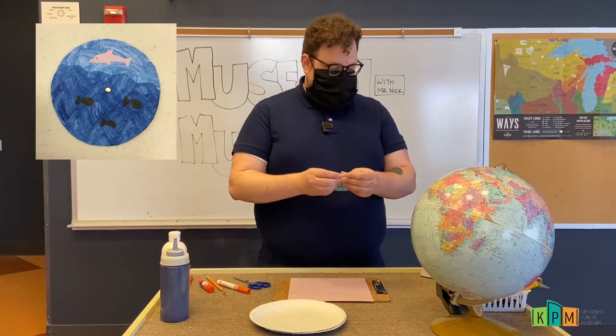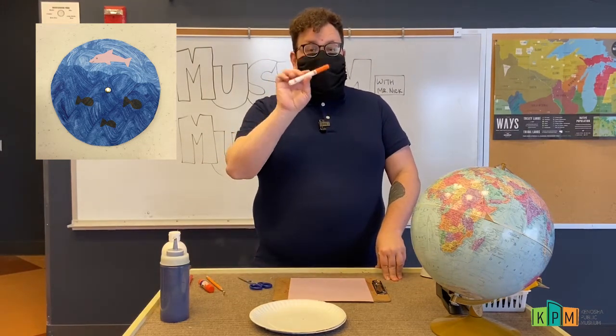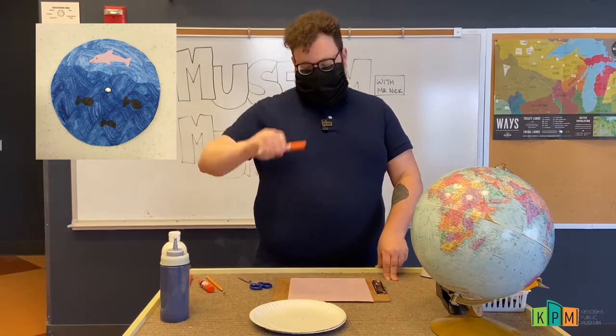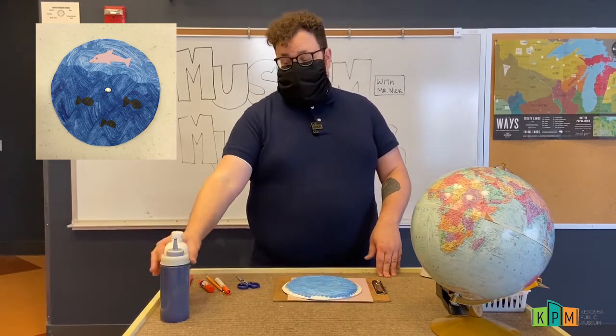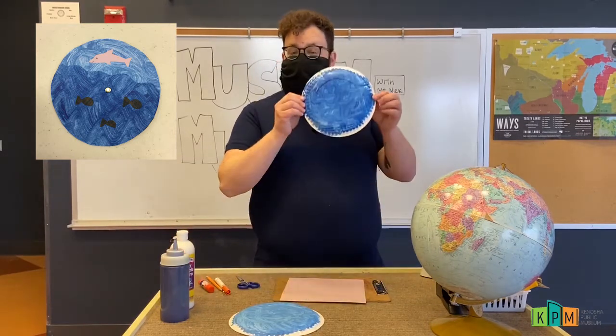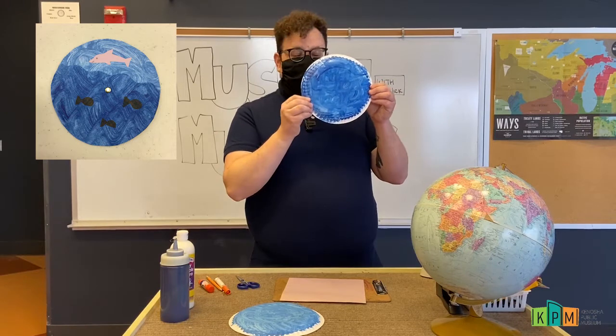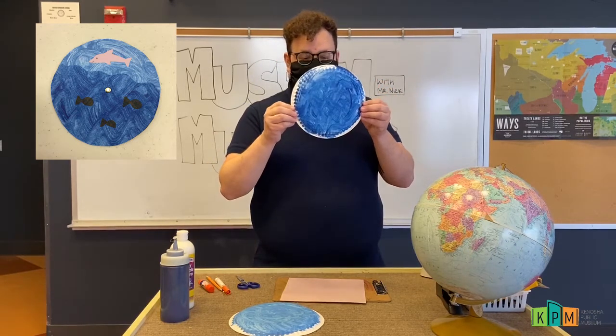So I just need one there. And I'm also going to use this marker to maybe draw some fish for my dolphin to be chasing. So the first thing I'm going to do is take my paint and, on one of my paper plates, paint it a dark blue, just the blue by itself. And that's going to be my ocean water.